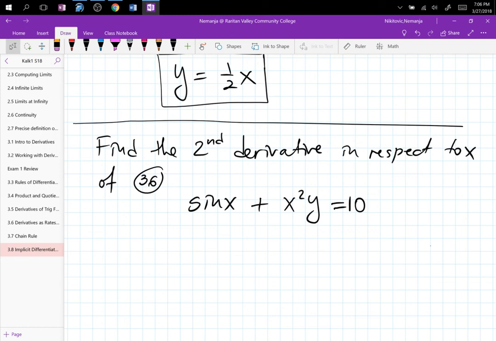So we have the sine x and we have a product rule, right? All right, good. Okay, let's take a look at this. What's the derivative of sine x? Cosine x, great. And what's the derivative of the second term? Two x dy dx, okay, plus?